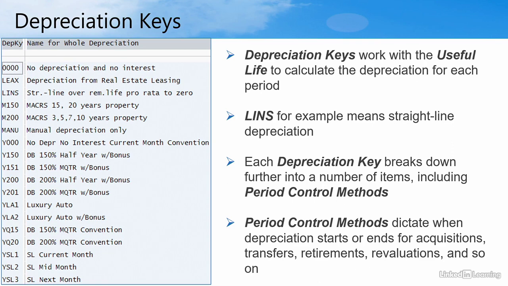on the requirements. Each depreciation key breaks down further into a number of items, including period control methods, which dictate on which day depreciation starts or ends for acquisitions, transfers, retirements, revaluations, and so on. For example, some companies charge a whole month of depreciation regardless of the date of capitalisation in the month. Some charge a pro rata amount, and some only start charging depreciation from the month following capitalisation.